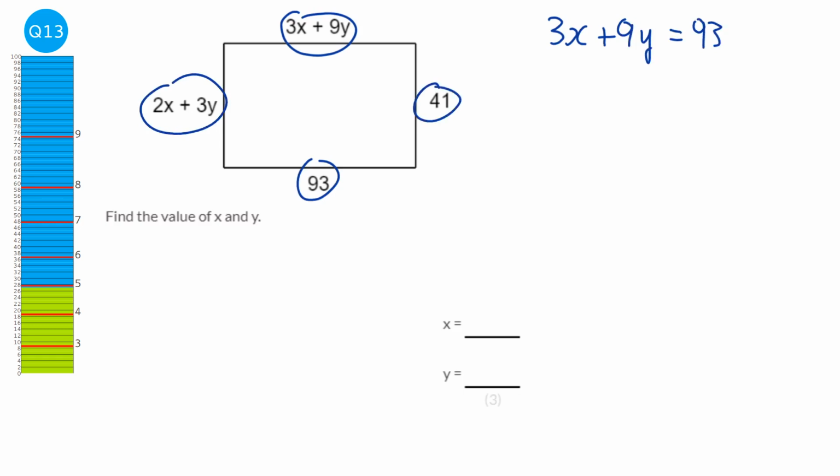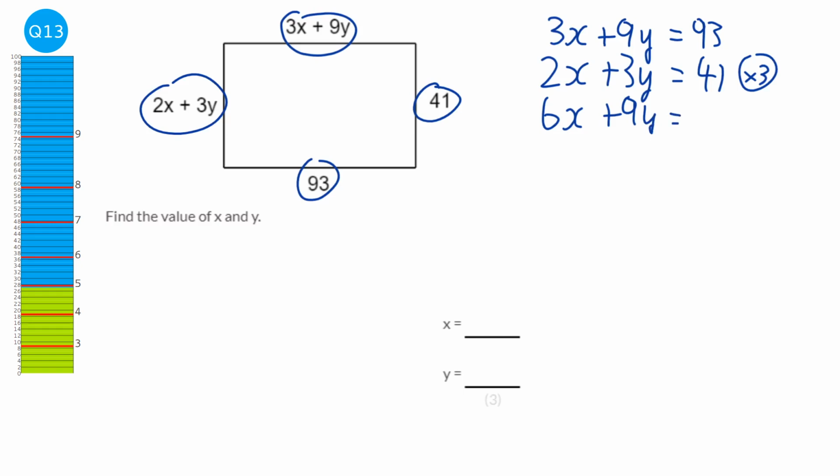And these two will be equal. And you notice now that we've got simultaneous equations. So what I'm going to do is get the coefficient of the y the same. And I'm going to do that by multiplying everything in the second equation by 3. So we get 6x plus 9y equals 123. And I'm just going to write in the first equation underneath, because with simultaneous equations we work downwards.